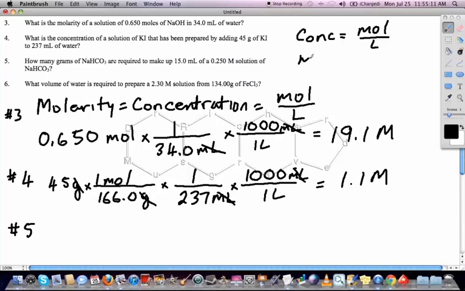Stands to reason we can get moles by taking concentration and multiplying it by litres. In this problem we have a concentration which is 0.250 molar and we have a volume. So as you can see, to get moles we're going to multiply the concentration by the volume, so it really isn't going to matter which one of these we start with.